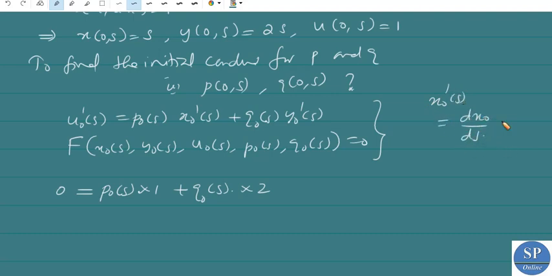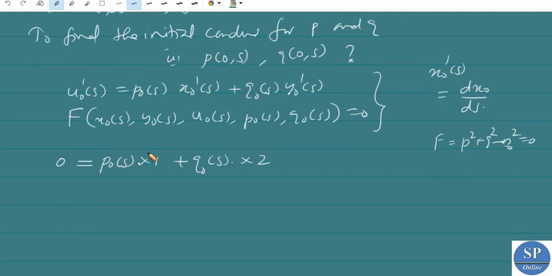Okay, so this is the first equation, and similarly the second equation is the PDE f of x naught, y naught, u naught, p naught, q naught equal to 0. We have the PDE f equal to p square plus q square minus n naught square equal to 0. So replacing these conditions here, we get f equals 0, which means p naught square plus q naught square is equal to n naught square, where n naught is a constant.